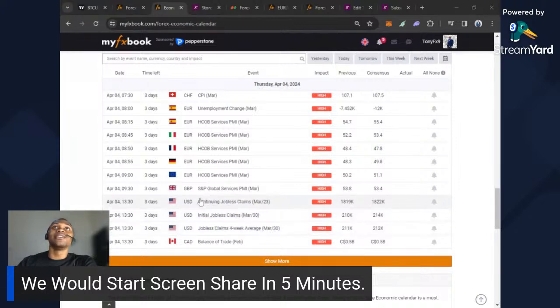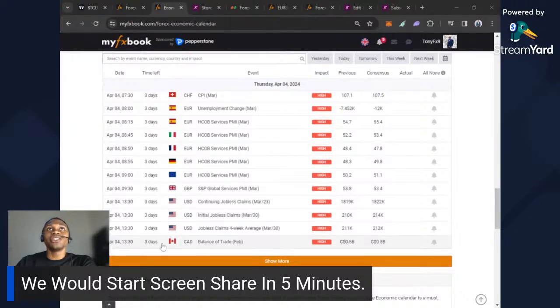You should know that this continuous jobless claims and jobless claims 4-week average is a derivative of what? Initial jobless claims. So we're monitoring and focusing on Thursday by 1:30 p.m. West African time, the initial jobless claims. If we see a figure higher than 214, it is bad for the dollar, but a figure lower than 214, it is good for the dollar. Initial jobless claims, people claiming that they don't have jobs anymore.